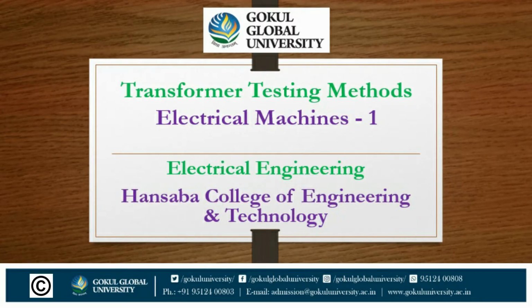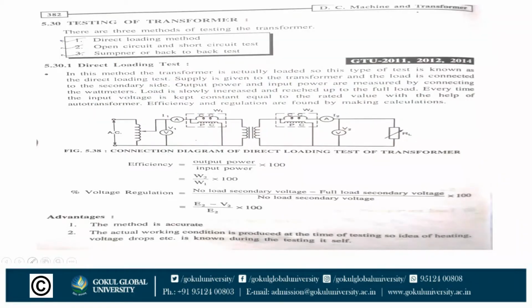Friends, today we discuss various testing methods of transformer. First of all, we discuss there are total three methods of testing of transformer. First one is direct loading method, second one is open circuit and short circuit test, and third one is Sumpner test or back to back test. Now first method, direct loading test.